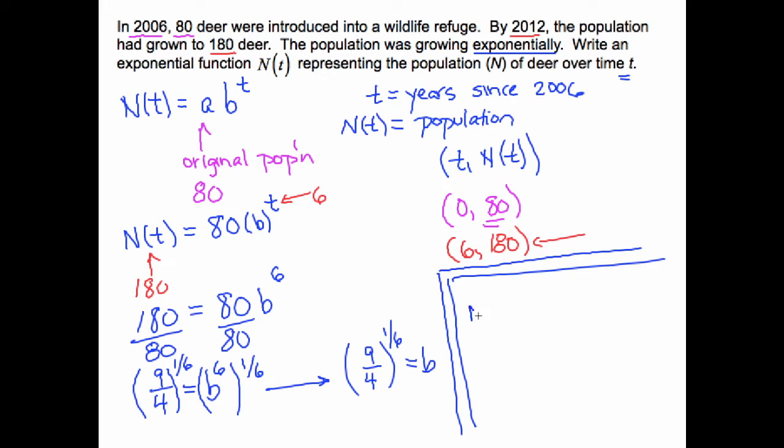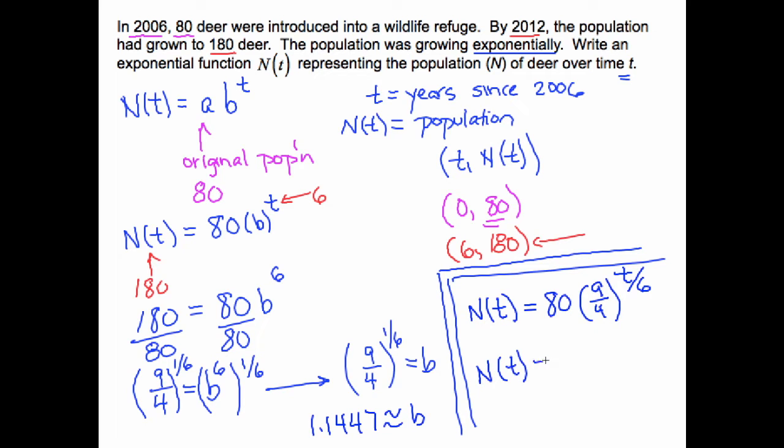If we were writing our exponential function exactly, we would have n of t is equal to 80 times the base of 9/4 to the 1/6 times t, and that's the same as t over 6. If we were going to round the base, well, the base is approximately 1.1447 to 4 decimal places. So I could write my exponential function as n of t is equal to 80 times 1.1447, and I'd raise this to the t.